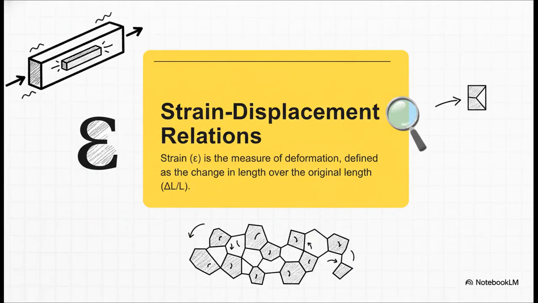Second, there's strain displacement. So when you push or pull on something, it deforms, it changes shape. Strain is simply how we measure that deformation. The software calculates this for every tiny piece of the model, which is absolutely crucial for knowing if a part is going to bend too much or even snap under a load.